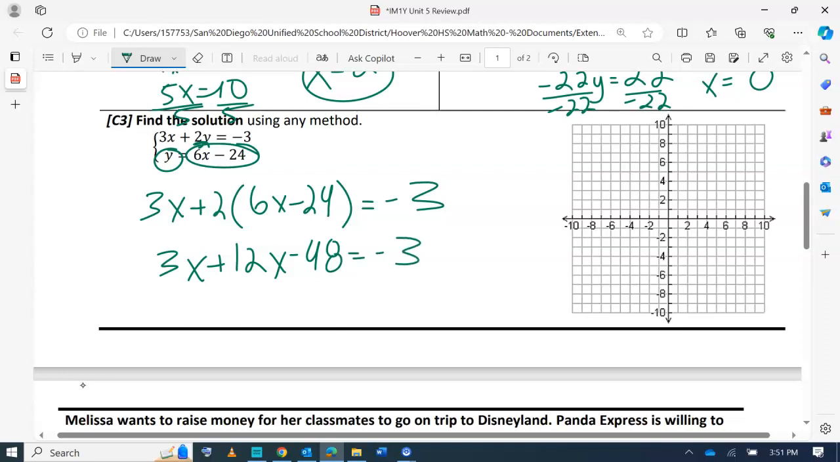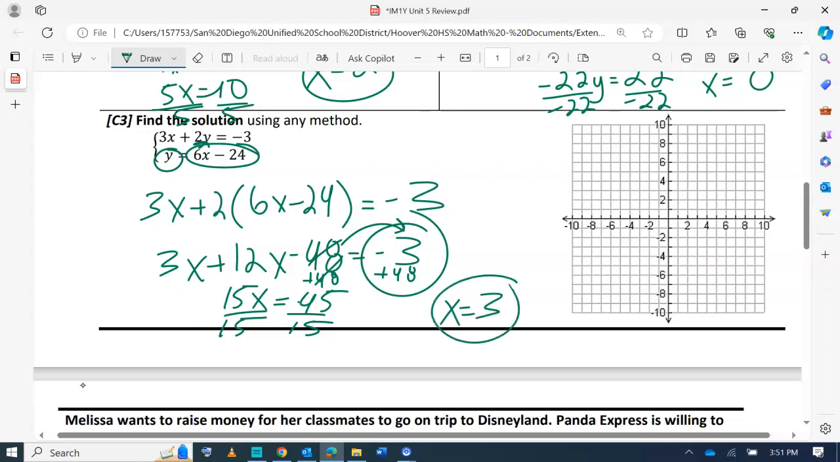So add like terms, 3x and 12x adds to 15x. I need to move this 48 to the other side. So plus 48, cancel, cancel. 15x is equal to this, which is 45. Divide both sides by 15. X equals 3. And like the previous two questions, we got to throw this x into one of our equations. I'm going to do the bottom one. 6 times 3 minus 24. 6 times 3 is 18. Minus 24 equals negative 6. So y equals negative 6.